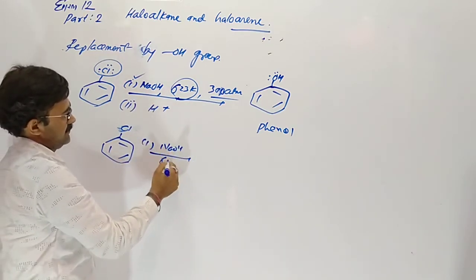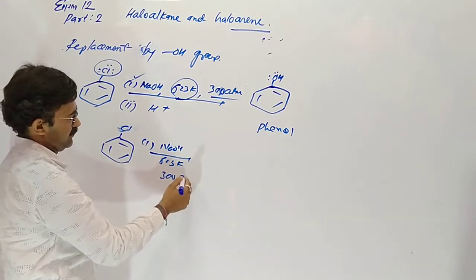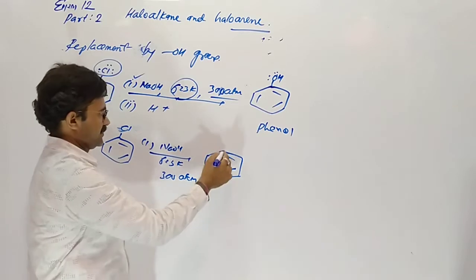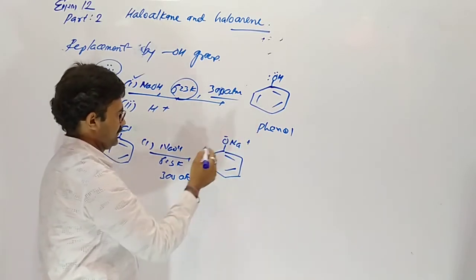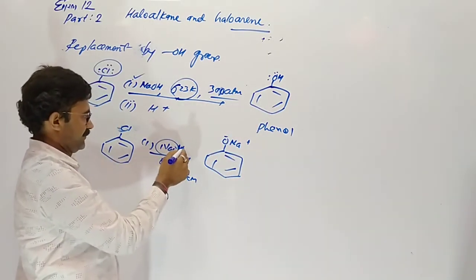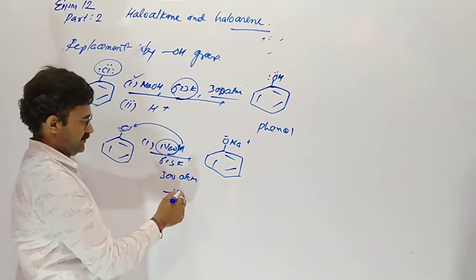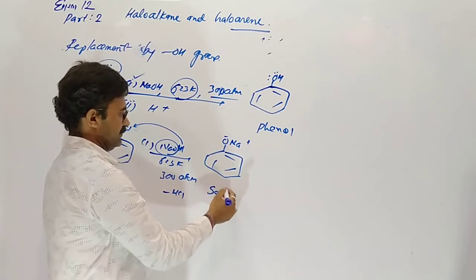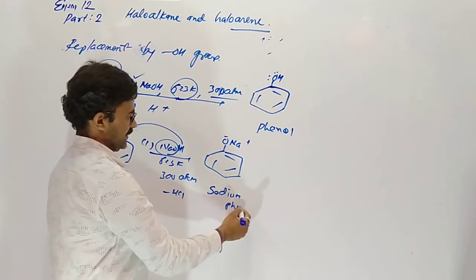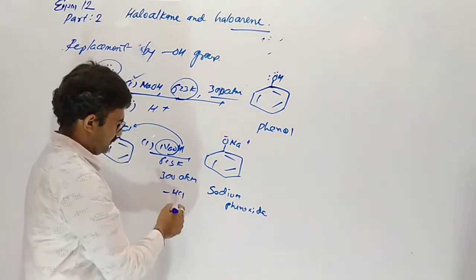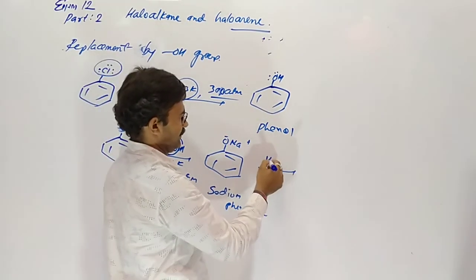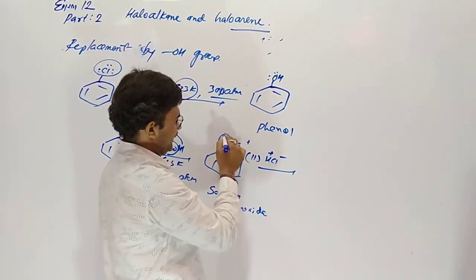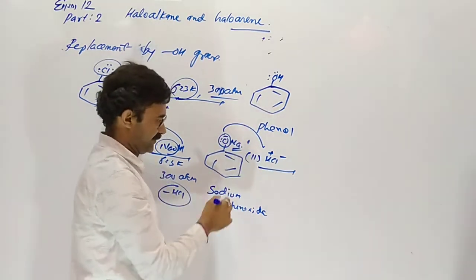In the first step, NaOH at 623 K and 300 atmosphere first gives sodium phenoxide. ONa combines here. Actually the hydrogen is removed with chlorine. This is sodium phenoxide, but the side product is HCl. So now oxygen has greater attraction toward hydrogen than sodium.